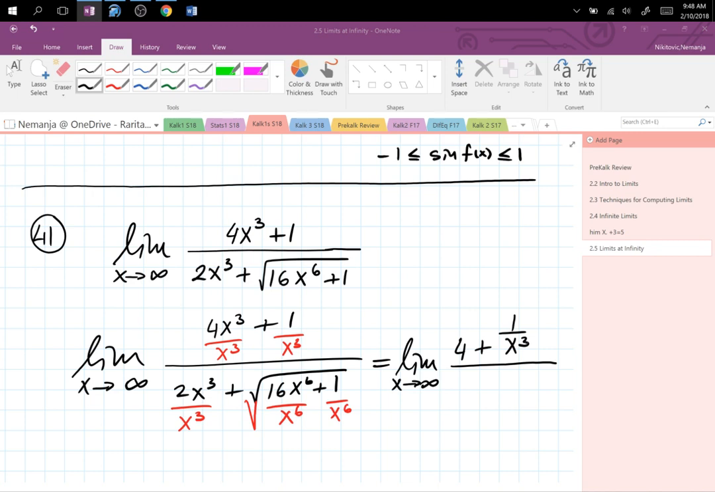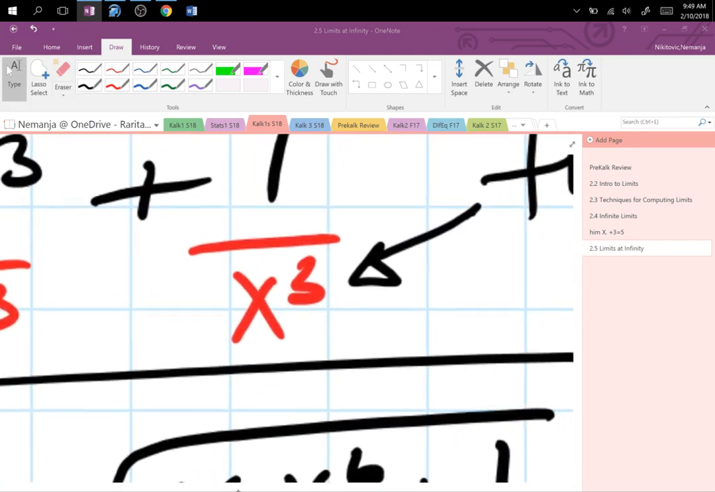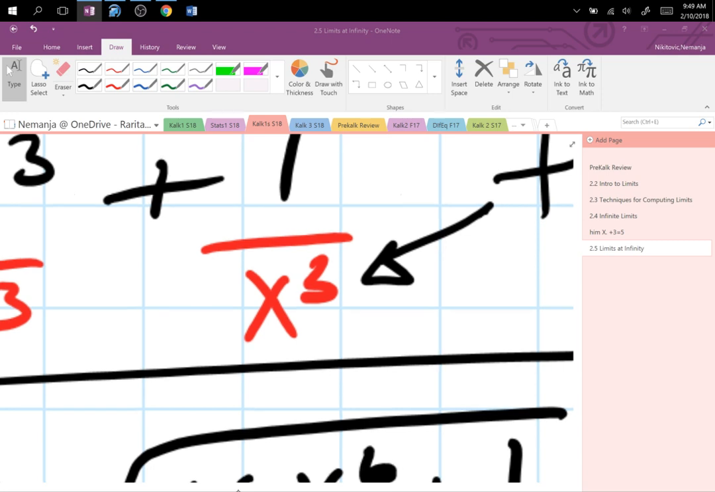Yes? Why is it x to the 6 under the 1? You have to divide every term. There are 2 terms. If you divide the entire fraction by x cubed... Oh, this is a 3 over here. It's a 3. It looked like a 6.